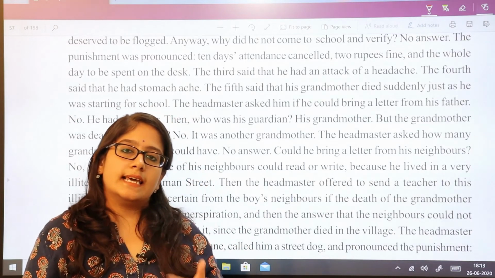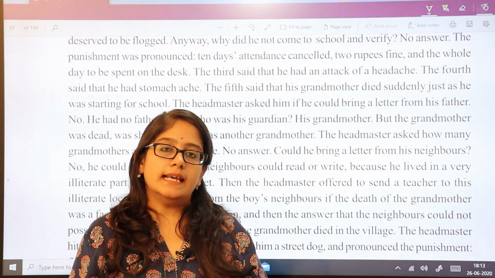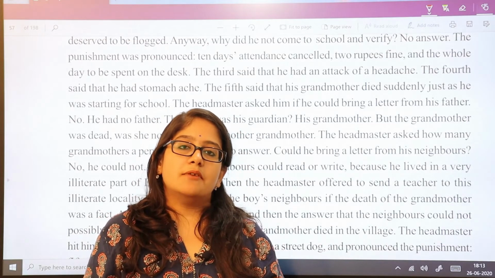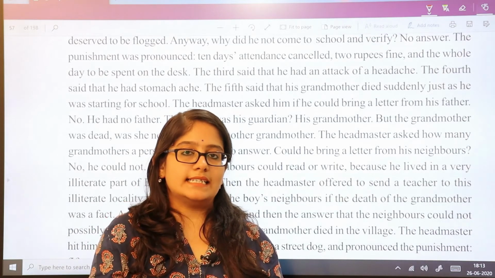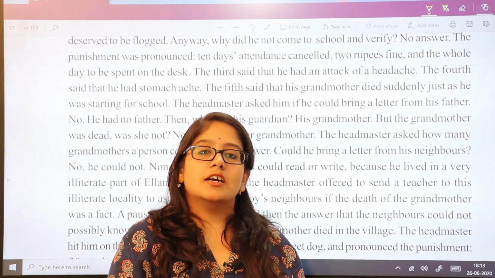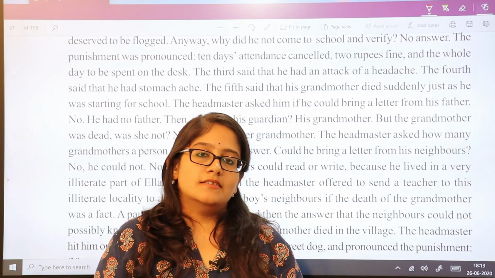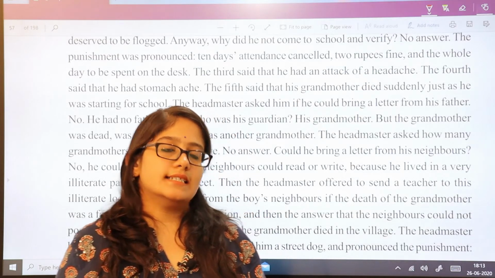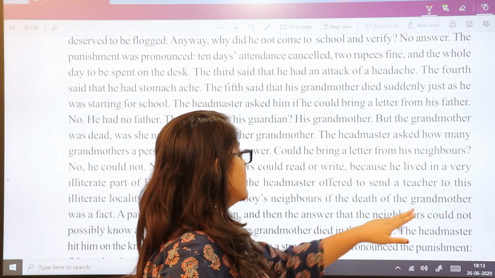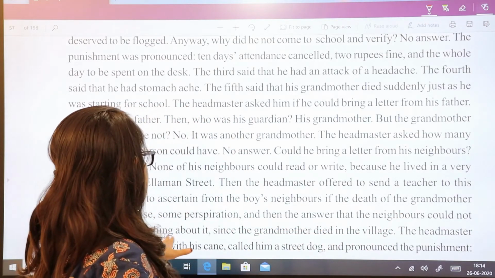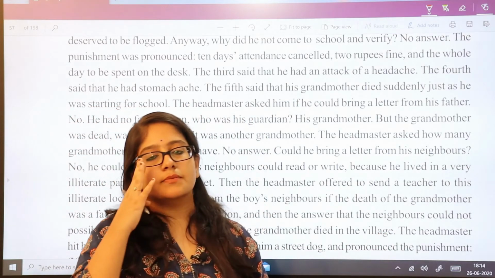So what does the boy say? No, the neighbors cannot read or write. They are absolutely illiterate. So what does the headmaster do? He asks a teacher to go to this boy's locality and confirm whether any death took place or not. So the boy immediately, what does he say? A pause, some perspiration, and then the answer that the neighbors could not possibly know anything about it, since the grandmother died in the village. So what did this boy say?